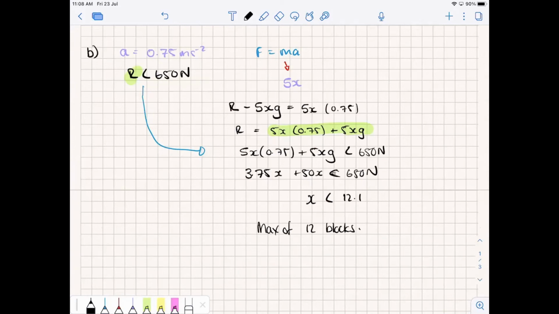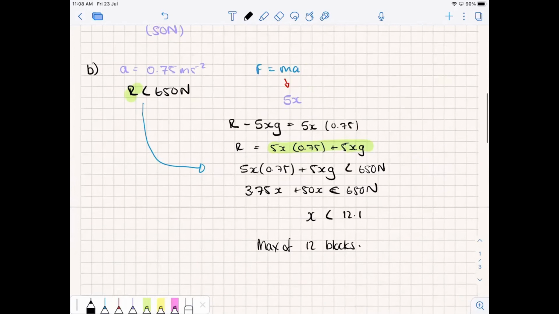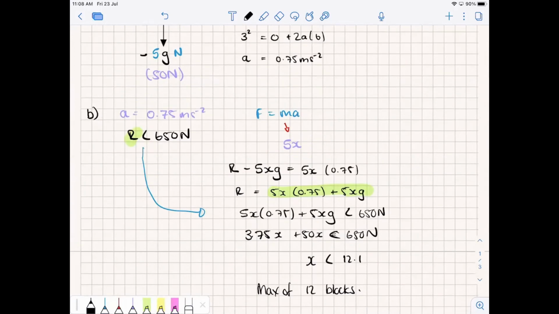Super simple. Okay. Everybody happy with that? Nice and easy?